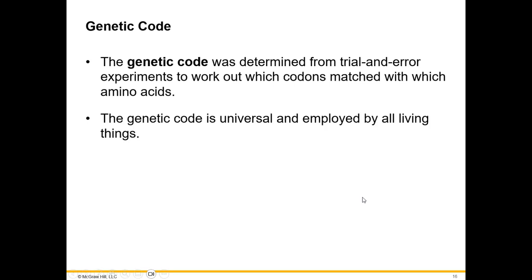When we talk about the genetic code, it was determined from trial and error experiments to work out which codons matched with which amino acids. And that was a long, involved process with a lot of different scientists. But we also found that the genetic code is actually universal. It's employed by all living things. So dolphins, mosquitoes, black bears, humans, chimpanzees, anteaters, manta rays, all of us, even bacteria. All of us are using the same genetic code.